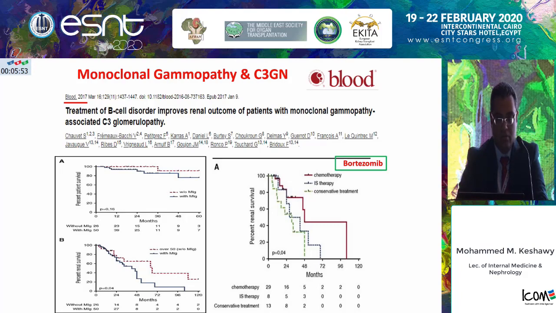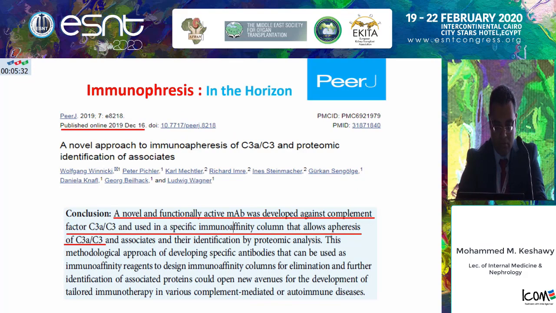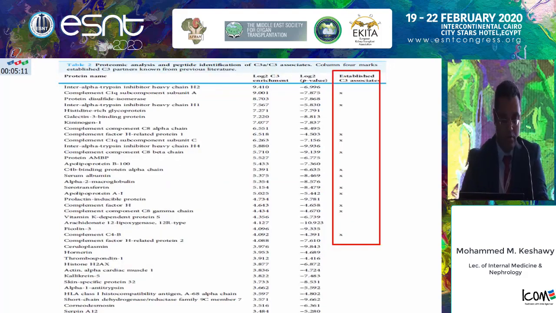In this specific entity of monoclonal gammopathy and C3 glomerulopathy, targeting B cell clones using bortezomib showed response in these patients. Even the pathology showed regression of the immunofluorescent deposits from before to after treatment with bortezomib. With the advance of novel and functionally active antibodies against the complement factors C3a and C3, and the use of specific immunoaffinity columns, apheresis of these molecules is allowed, and this offers a new technique for managing your patients.